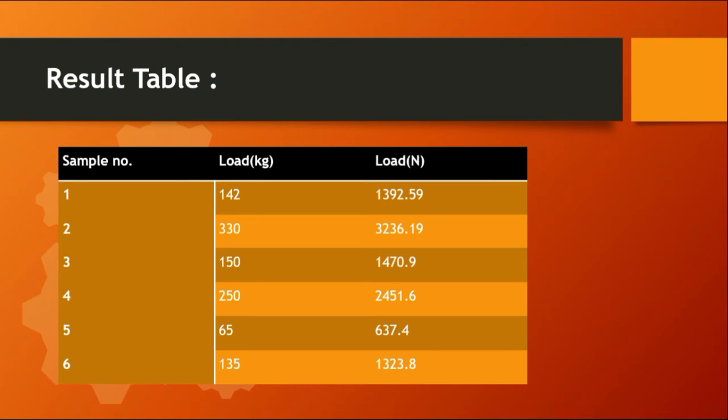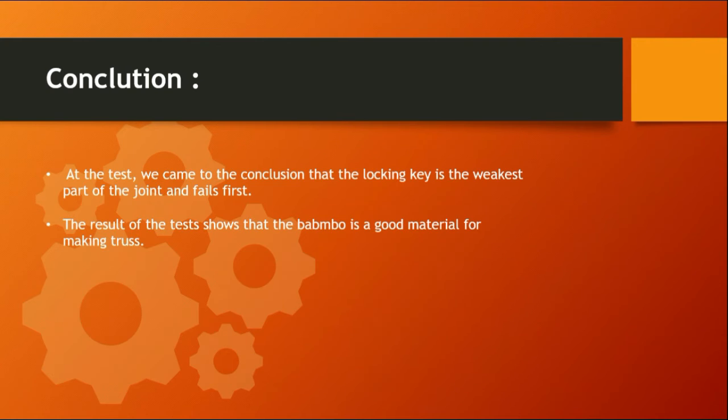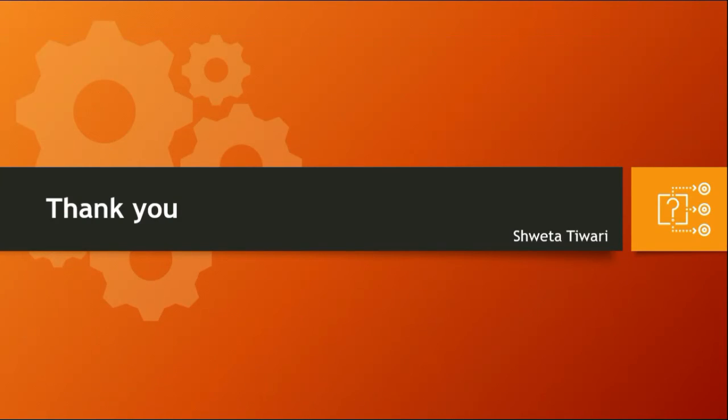At the test, we came to the conclusion that the locking key is the weakest part of the joint and fails first. In this way, I would like to end my presentation. This is Shweta Tiwari from B2 Comp 217 Group A.